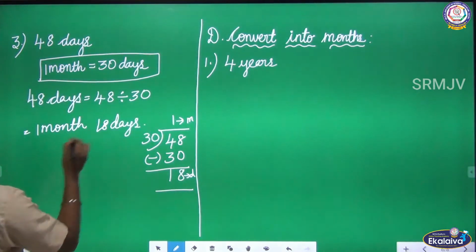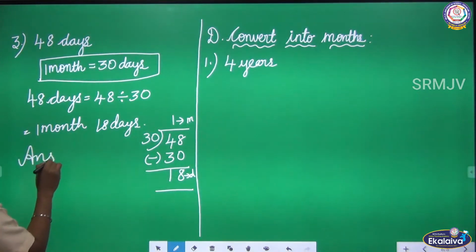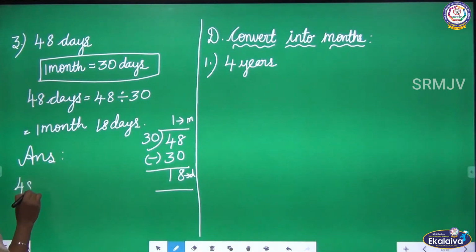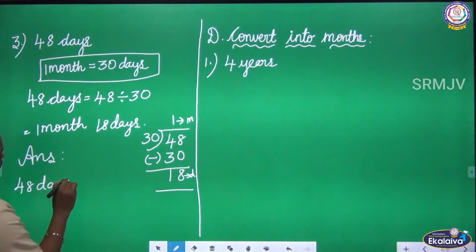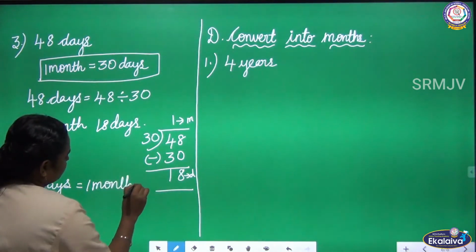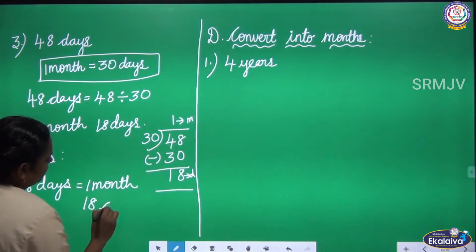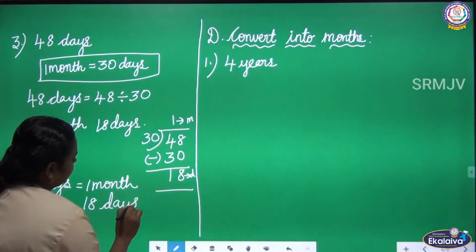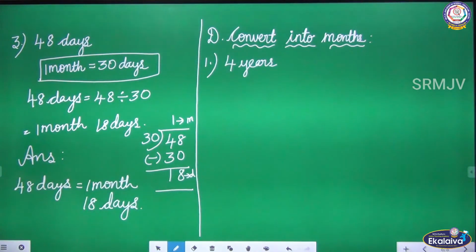1 month, 18 days. So answer, 48 days equal to 1 month and then 18 days. The remainder is days. The quotient is the month.